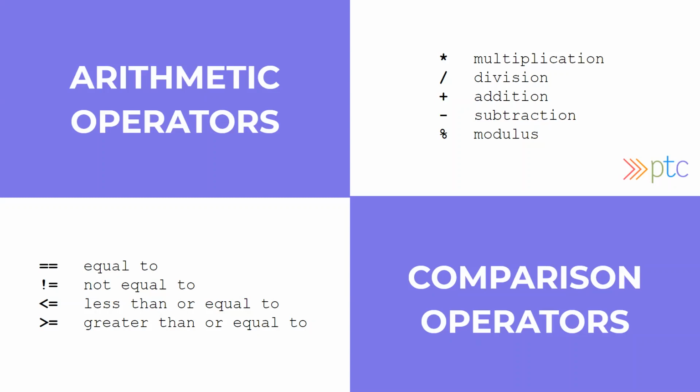These include two equal signs for equal to. So 2 == 2 is like asking if 2 equals 2, which will return true. An exclamation mark before an equal sign is for not equal to, so the opposite. An arrow pointing left before an equal sign asks whether the left side is less than or equal to the right side. An arrow pointing right before an equal sign asks whether the left side is greater than or equal to the right side.